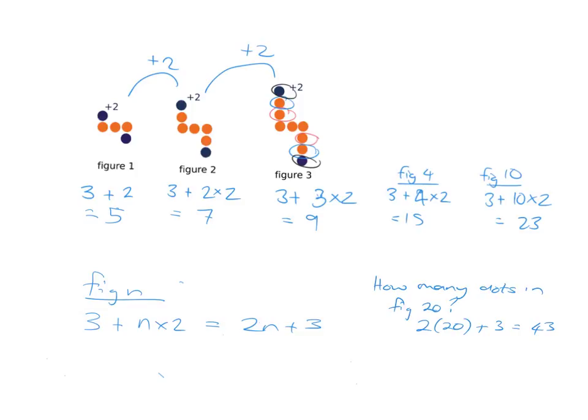Or we could ask what figure has 63 dots? And there we'd be solving the equation 2n plus 3, because that's the number of dots, equal to 63, which will give us 2n is equal to 60, subtracting 3 from both sides of the equation, and then dividing both sides of the equation by 2 will give us that it is the 30th figure that'll have 63 dots.